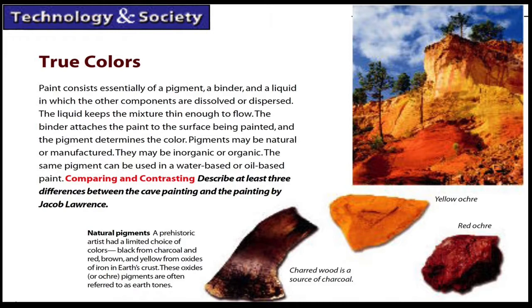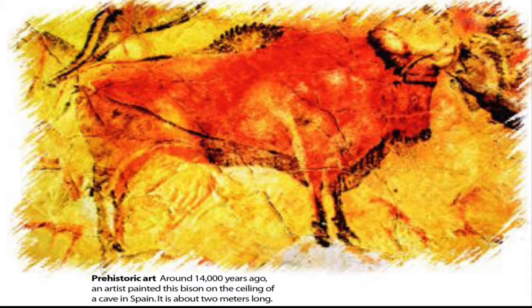You can see how an answer to the comparing and contrasting question has already been done, at least the differences. Here are the cave paintings. You can see the earth tones and the black that are very dominant in this example of some kind of buffalo or oxen that was painted on the cave. In this example of prehistoric art, around 14,000 years ago, an artist painted this bison on the ceiling of a cave in Spain. It is about 2 meters long.